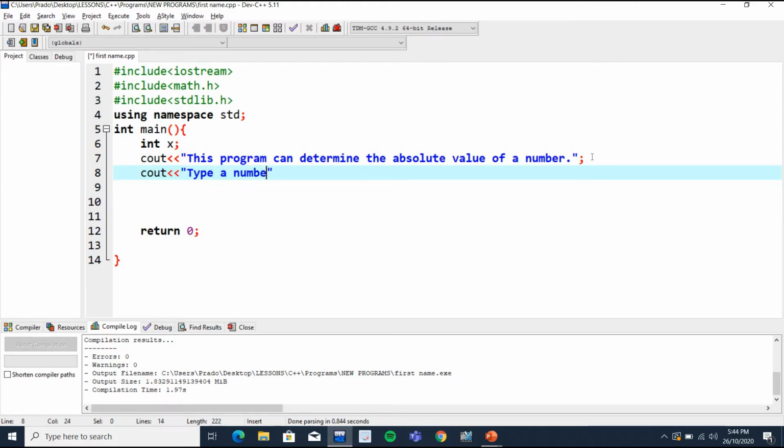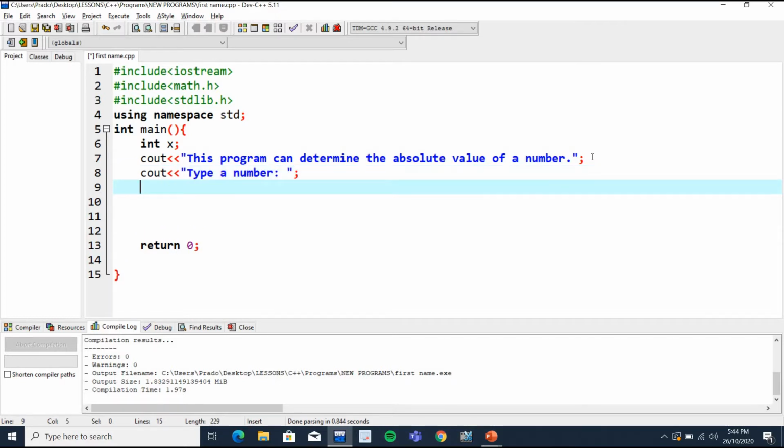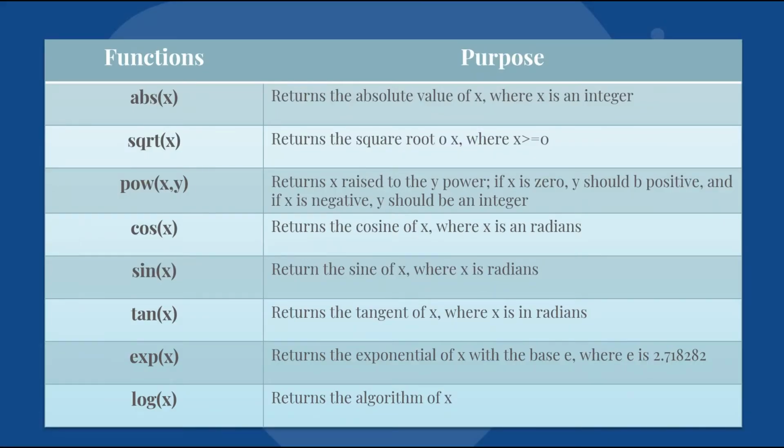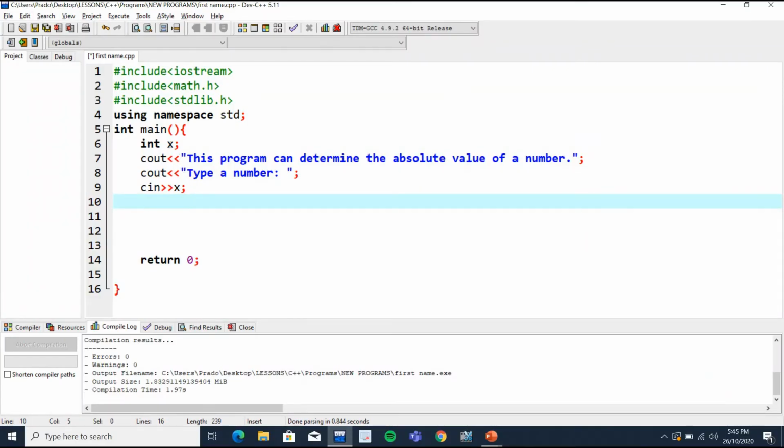So, ang gagawin po natin is, hingi tayo ng isang number kay user. So, type a number. And then, cin. Kung saan natin ilalagay yung number na ibibigay ng user, which is, ilalagay po natin siya dito sa may x. Semicolon. And then, next po is yung formula mismo ng sagot dito sa absolute value.